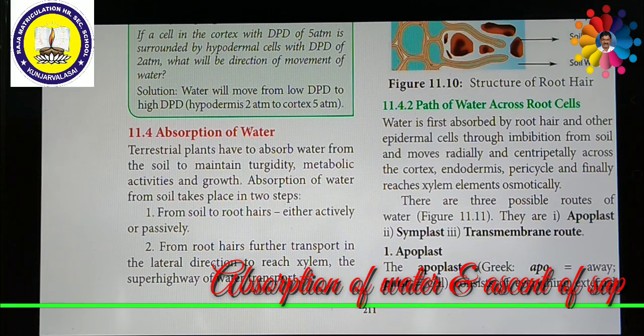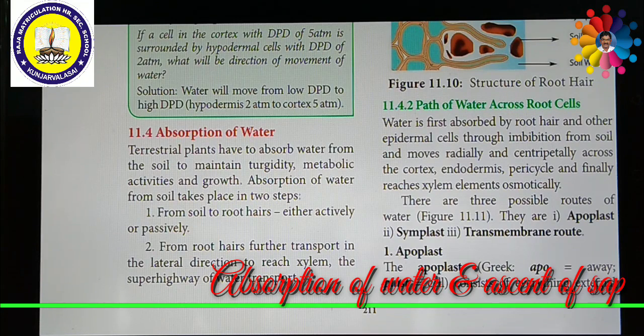This absorption of water takes place in two ways, two steps. From soil to the root hair, either actively or passively. Then from root hair in a lateral direction to reach the xylem. That means first it enters up to the root hair. That is one step. Second step, from the root hair it enters the xylem through the outer epidermis, cortex, endodermis, pericycle and xylem. So these all take place in a lateral direction. It is not an upward direction.